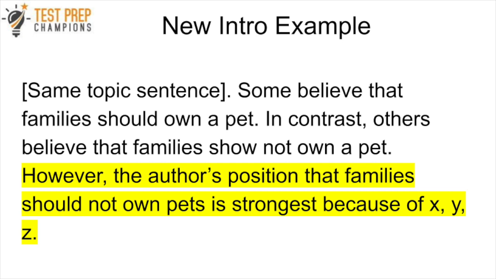And then you could make a thesis statement that says, however, the author's position that families should not own pets is strongest because of reasons X, Y, and Z, and then you would just plug in reasons from the piece. But you don't even necessarily need to say because of X, Y, and Z. You could just say, however, the author's position that families should not own pets is strongest, and end it there.